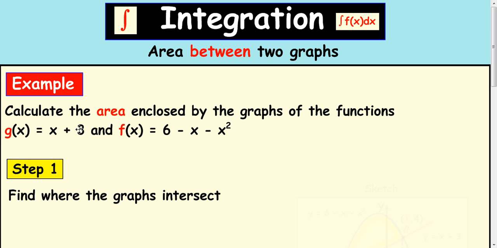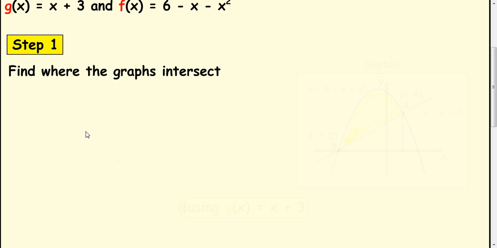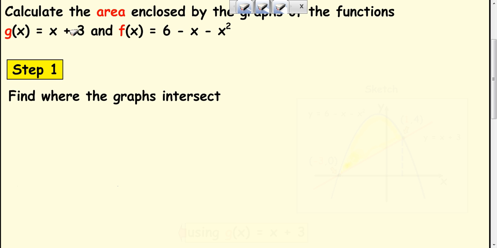And also do a quick sketch to find out what's the upper function and then the lower function so that we can subtract them in the right order. So, finding out where the graphs intersect. Well, they intersect when y equals y, if you like, so x plus 3 is equal to 6 minus x squared. So we'll set that out here.